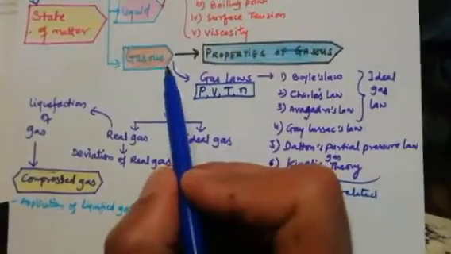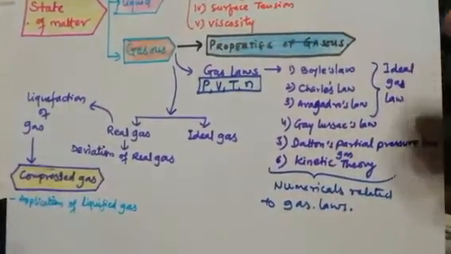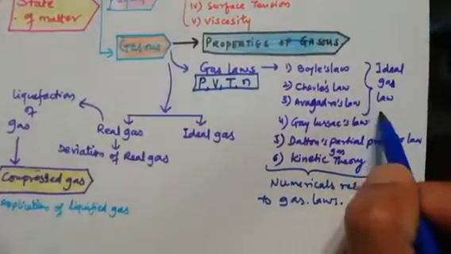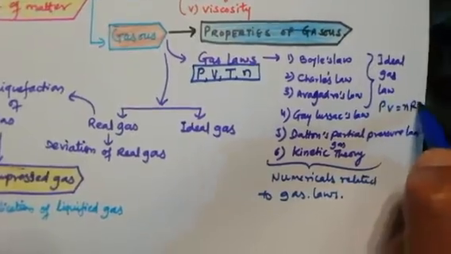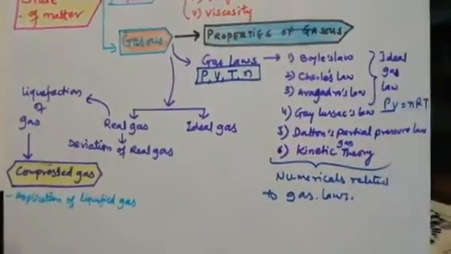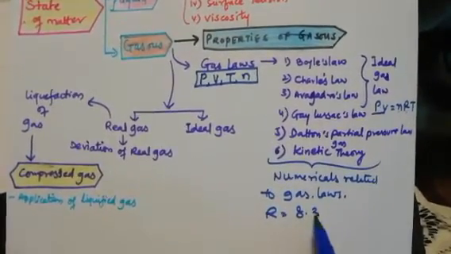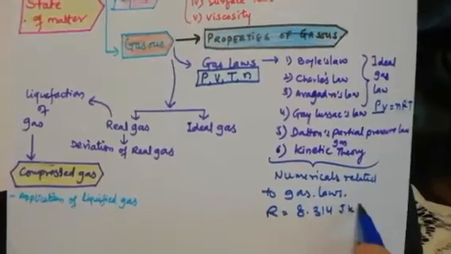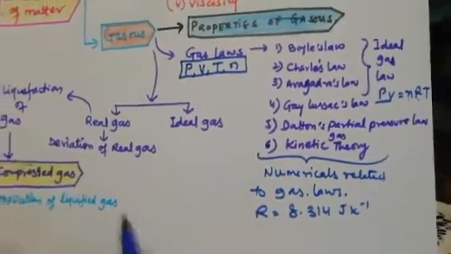After doing the gas laws, we came to know the ideal gas law, in which pressure times volume is directly proportional to nRT. So PV is equal to nRT, where R is the gas constant. The question was, what is R? We found that it is 8.314 joule per kelvin per mole.